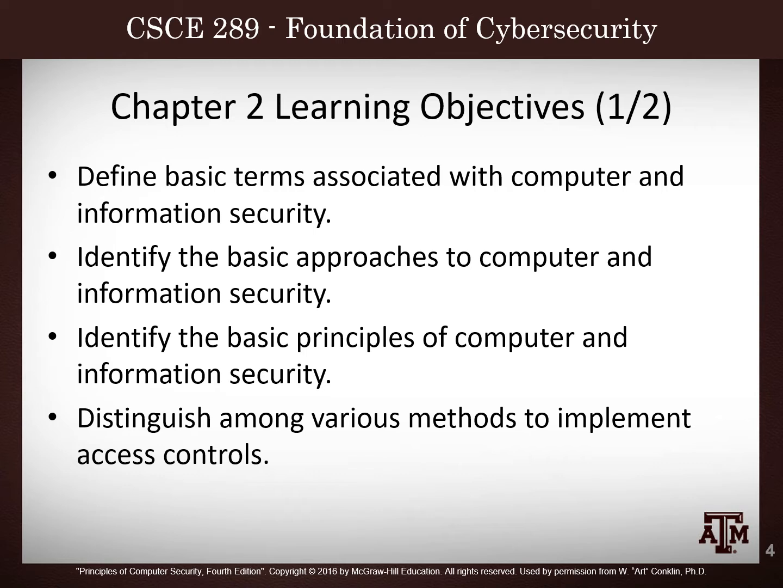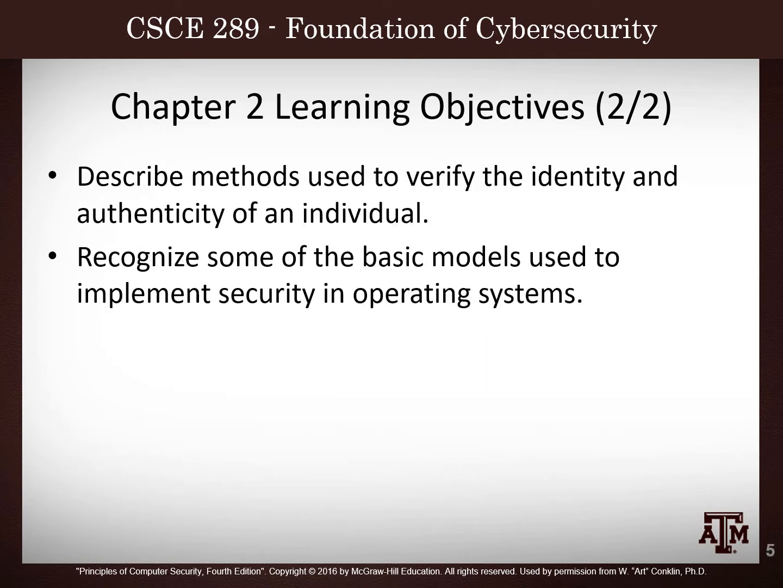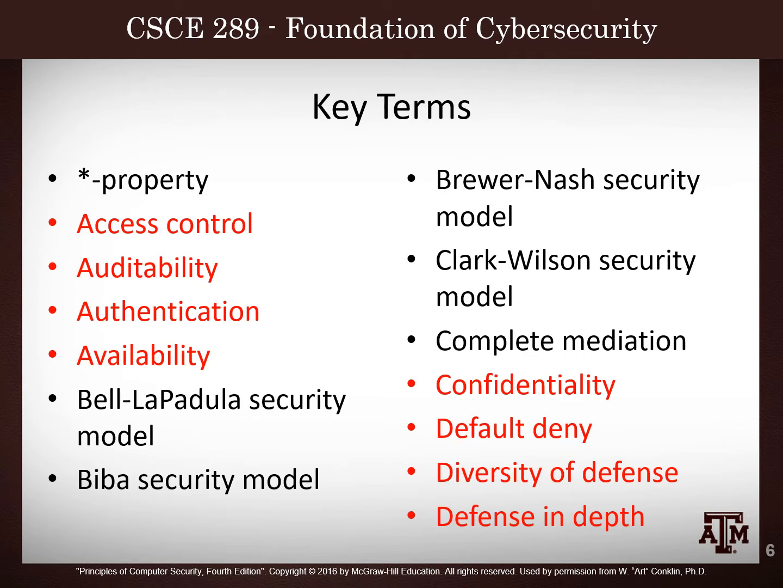Here are the learning objectives: basic terms associated with computer and information security, basic approaches, basic principles, and we're going to distinguish among various methods to implement access controls. There we go again, talking about access controls. We're going to describe methods used to verify identity and authenticity, and at this point you should be thinking authenticate, identify and authenticate, goes together, and some of the basic models. Let's go through some definitions.